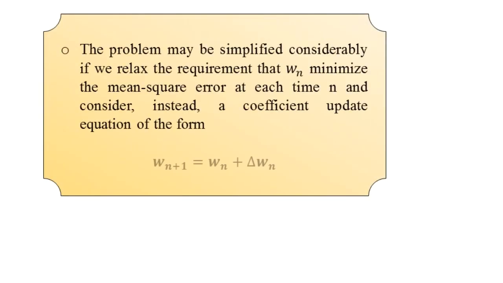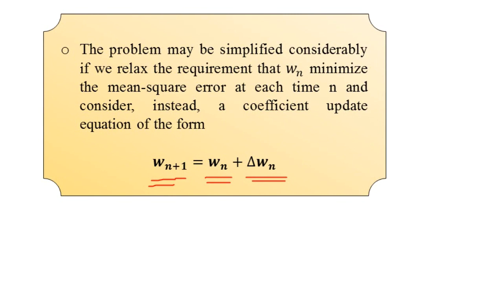Here we have the new form: w suffix n plus 1 is equal to w suffix n added by delta w suffix n. In this representation, delta w suffix n, the second term on the right hand side, is just a correction that is applied to the filter coefficient w suffix n, the first term on the RHS at time n, to form a new set of coefficients denoted by w suffix n plus 1. This will be at time n plus 1.